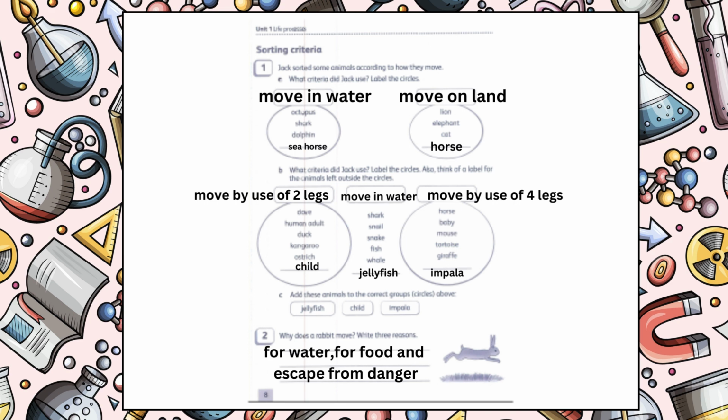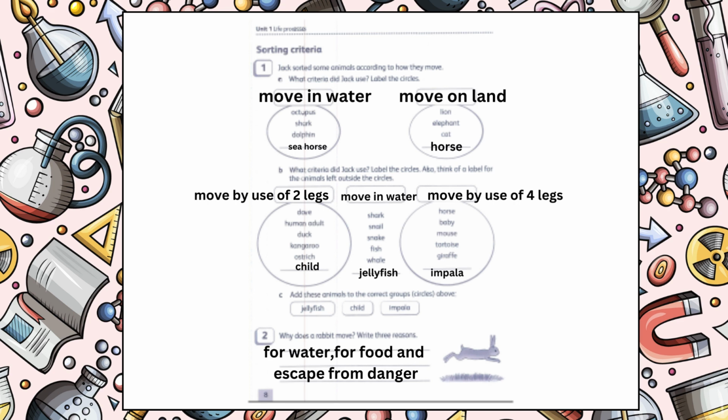And the second one, you can see lion, elephant, and cat move on land. So there is a space. So you have to add one more animal. So I have added for you seahorse under the heading move in water and horse under move on land.